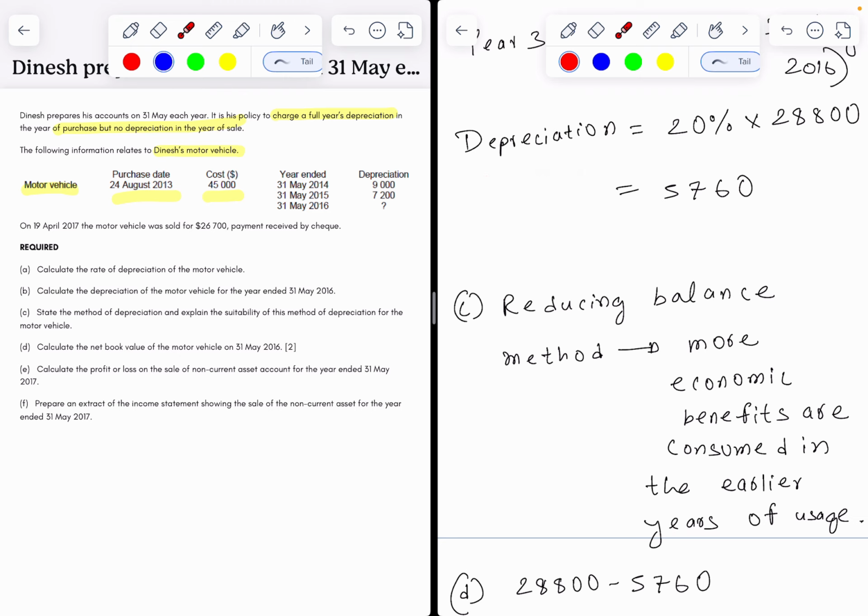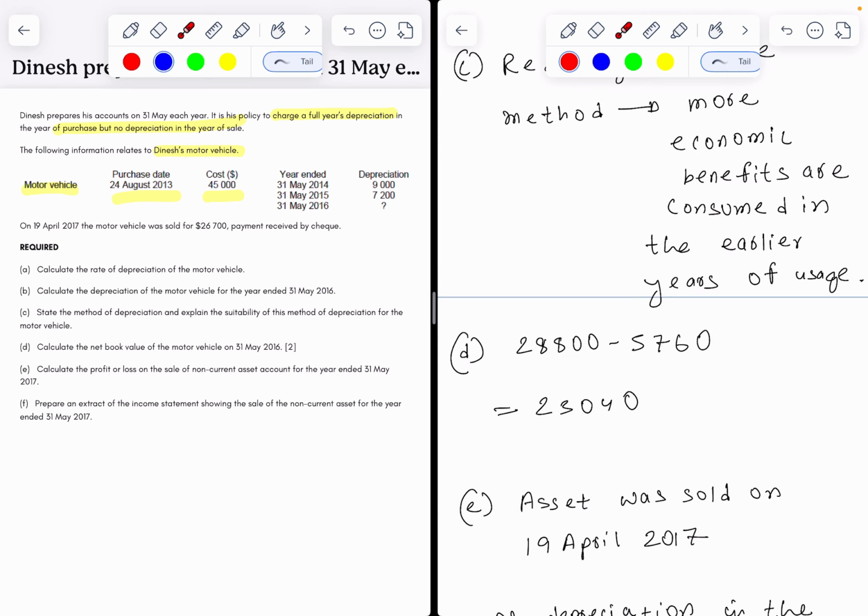So because it's a reducing balance method, how do we justify the use of this method? We are using a motor vehicle where we expect more economic benefits to be consumed by the business in the earlier years of usage of the motor vehicle. All right? And a motor vehicle is a technological item, which also makes sense that we can use it as much as we can and therefore consume more economic benefits in the earlier years, because we have the passage of time and the wear and tear and the obsolescence that this asset will eventually go through. Okay?